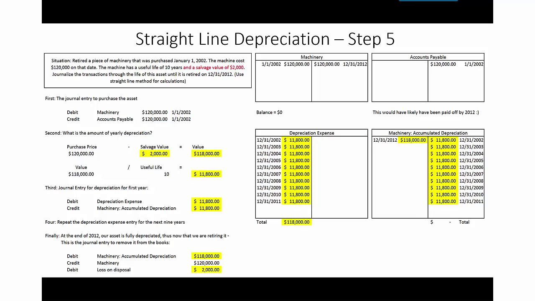And what that is going to be is called loss on disposal, because in this situation we've gotten no cash for it. Maybe we've taken it to the dump, maybe we've donated it to somebody. Disposing of it just means that we've gotten rid of it, we no longer own it, we've given it away, trashed it, whatever, and we have gotten nothing in return. So that $2,000 difference, that salvage value, becomes a loss on the disposal of this piece of equipment.